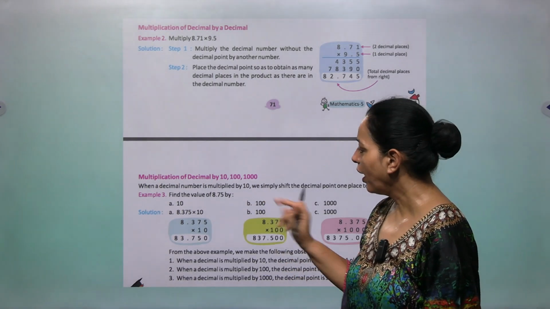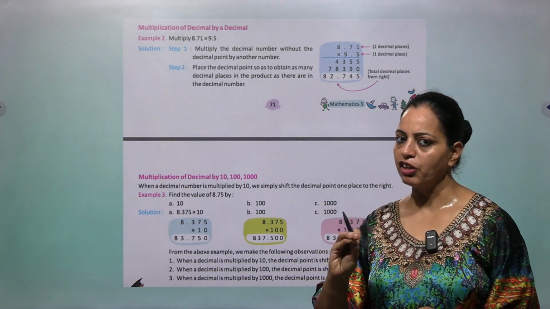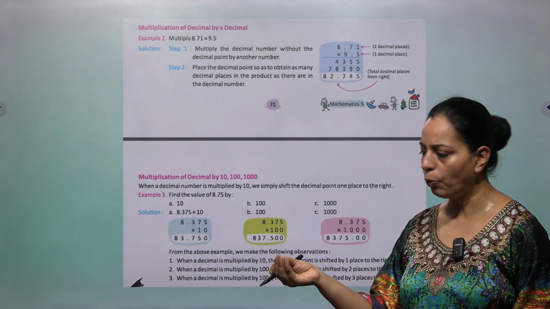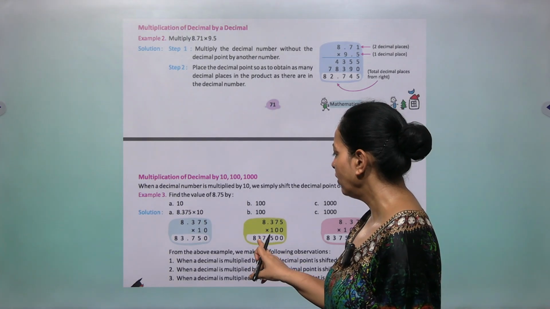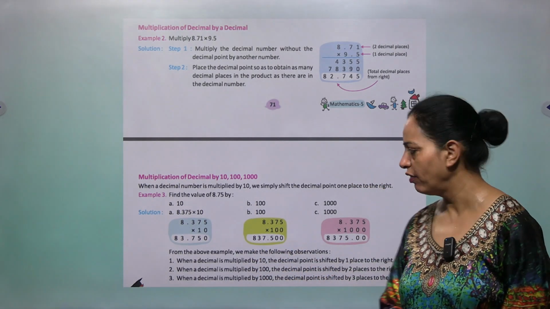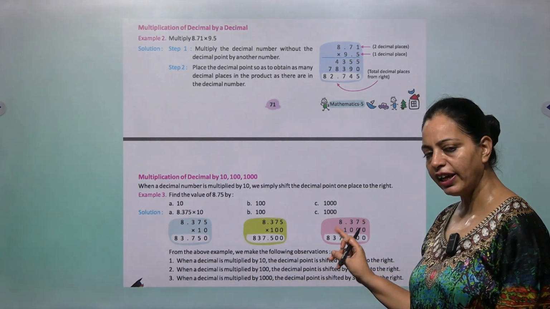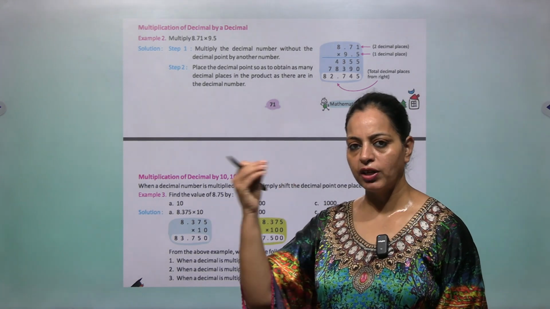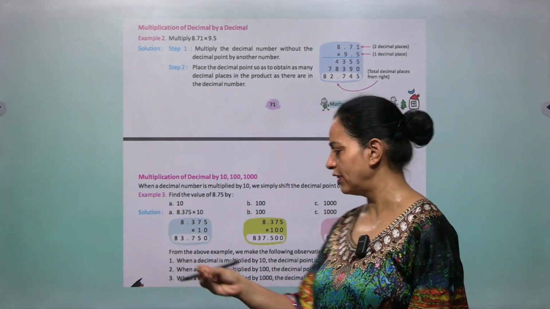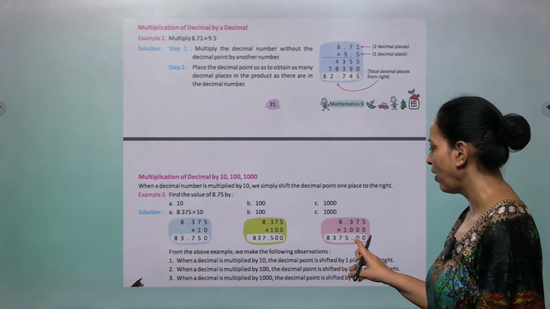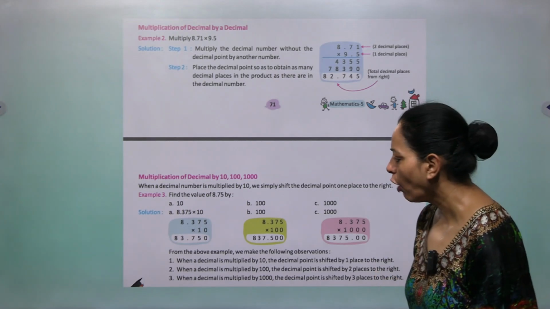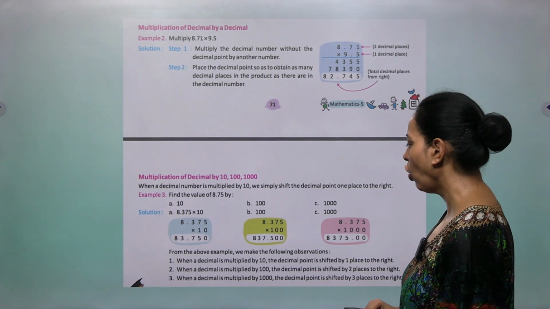83.75. If we multiply by 100, the decimal shifts towards the right after 2 places, so the answer is 837.5. And if you multiply by 1000, the decimal shifts towards the right after 3 digits, so it is 8375.0.